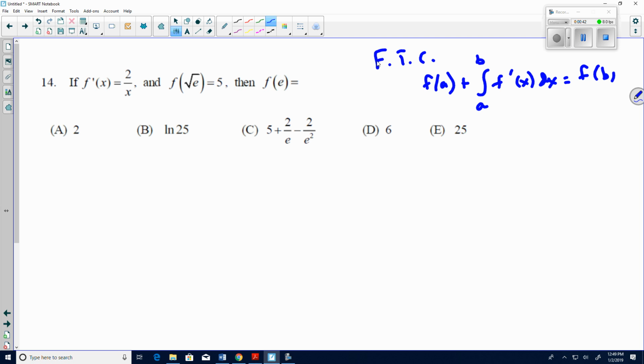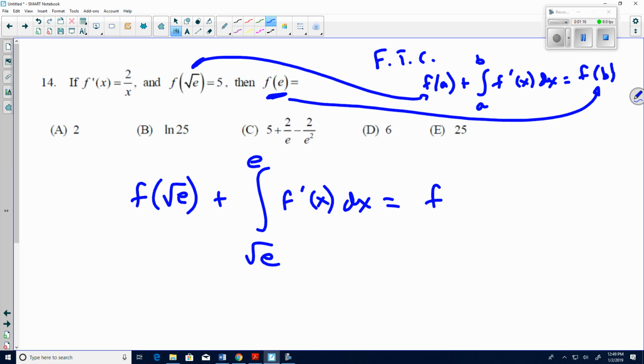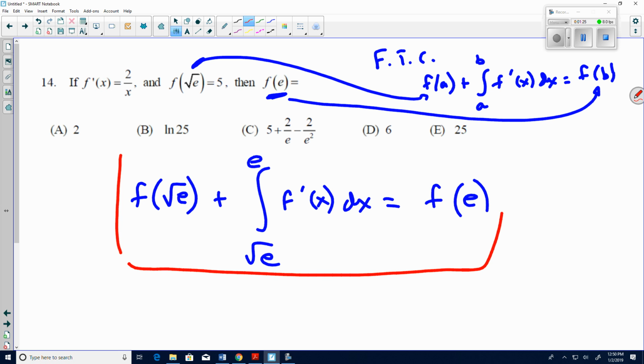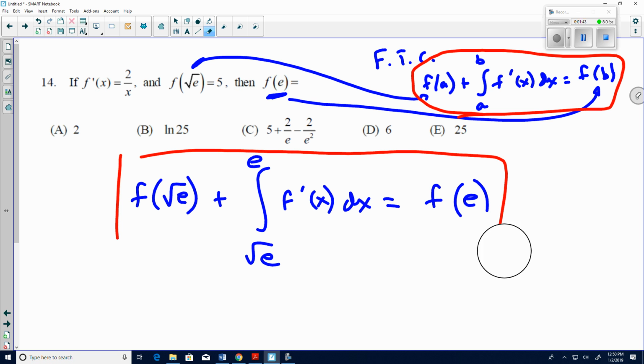So in this case, we are asked to find f of e, so that's going to be that one. We know f of root e, that's going to be this one. And so if we just set this up, f of root e plus the integral from root e to e of f prime of x dx will be f of e. Okay, and again, if you look at this very carefully and note how it matches up with our fundamental theorem using a's and b's instead of e and square root of e, you see it matches up exactly the same. So once we've done the setup here, we can just go ahead and plug in what we know. And that should give us our answer.